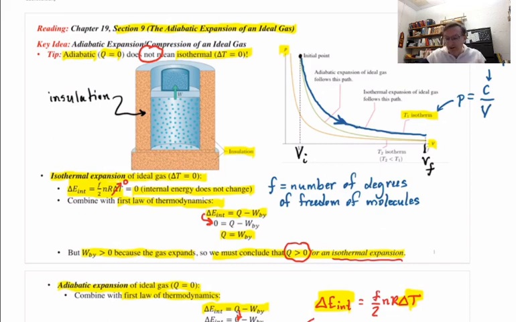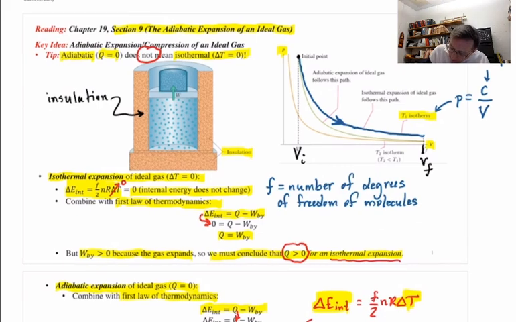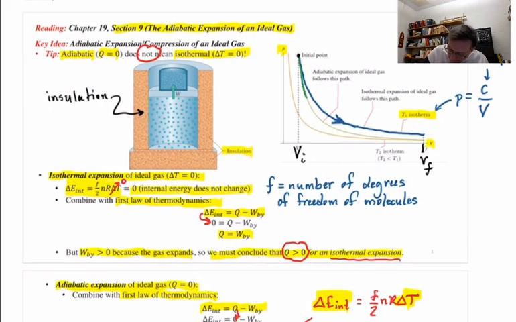And so I'm just going to sketch what it looks like right now, and I'll tell you how to get the equation of that curve in just a second. But it looks something like this. Comes down, and it's gone below that T1 isotherm until we get to the final volume. Okay? That's the appropriate path in the PV diagram for an adiabatic process.